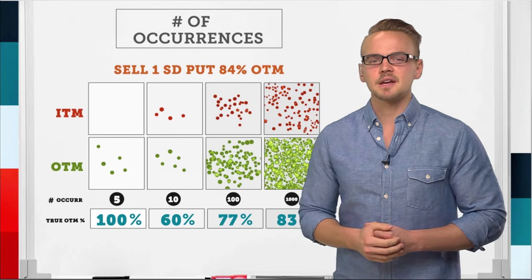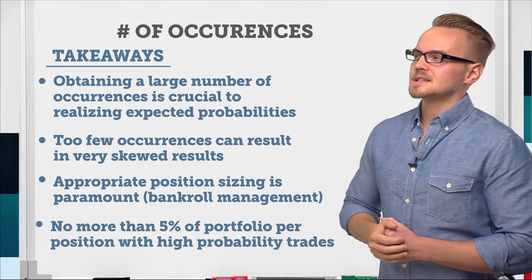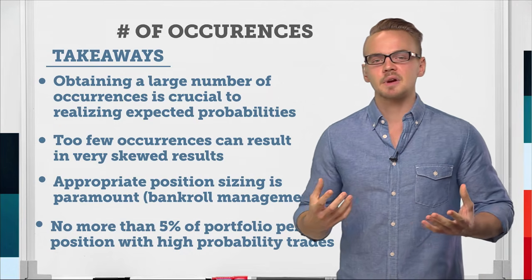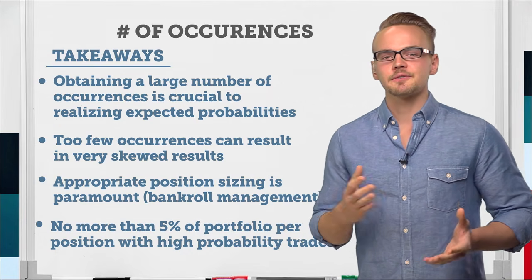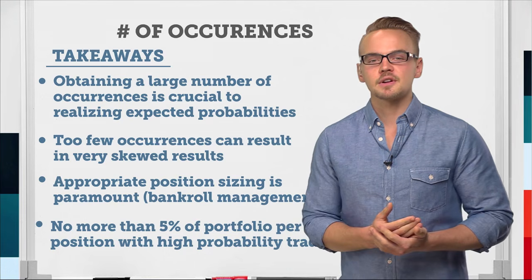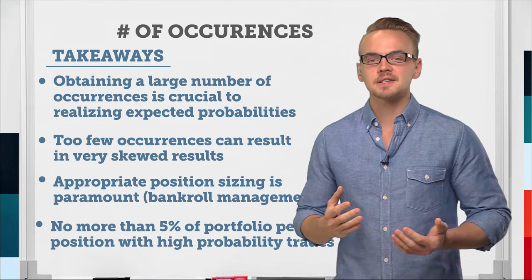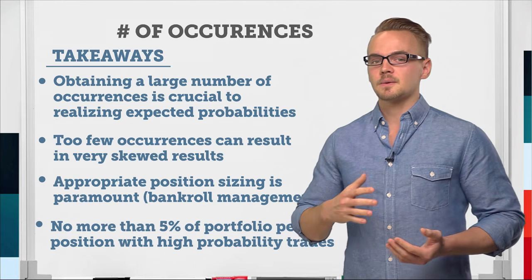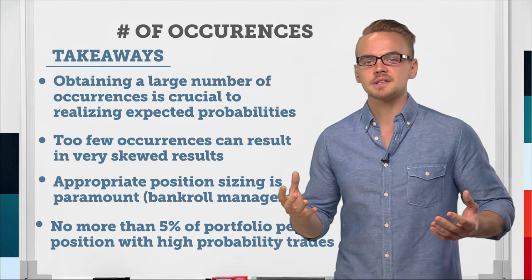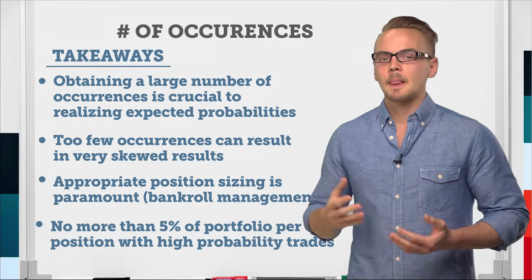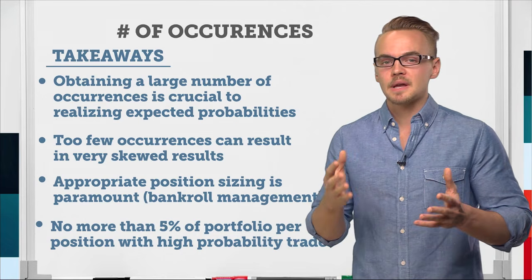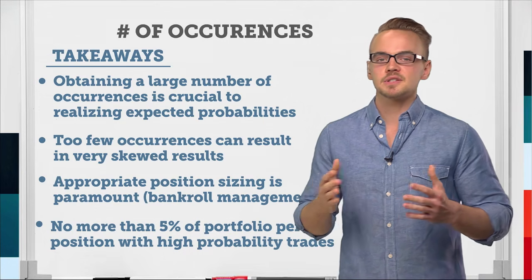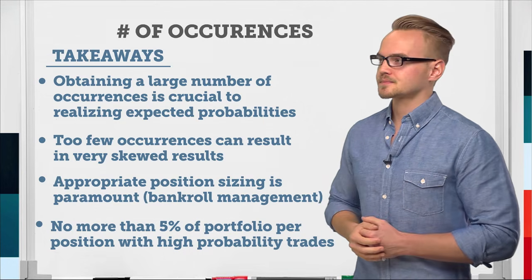So let's look at some takeaways here. The first takeaway is that obtaining a large number of occurrences is crucial to realizing expected probabilities. Now, we saw this with the first few examples. The first 5 occurrences, I was 5 for 5, which was perfect, but it could have gone the other way just as equally. And in the second occurrence, we kind of took a downturn. We had a bad few months, and we were 60-40. So you can see that when you're just starting out or we have a few occurrences and we're not maximizing our occurrences, the probabilities can be skewed in either direction pretty drastically.